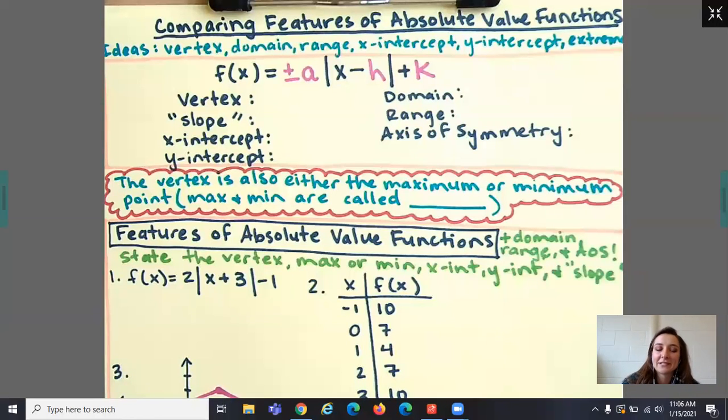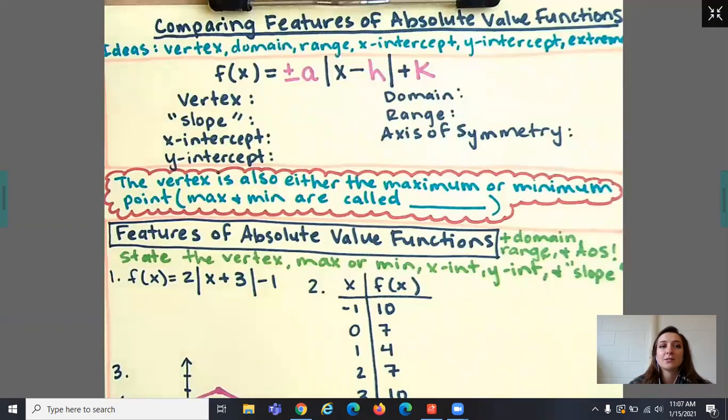Hello everyone. In this video, we're going to be comparing features of absolute value functions, and we're going to be focusing on vertex, domain, range, x-intercept, y-intercept, extrema, which is maximum and minimums, and then we're also going to be working with the axis of symmetry, which I did not list in the ideas, but we are going to go over that as well.